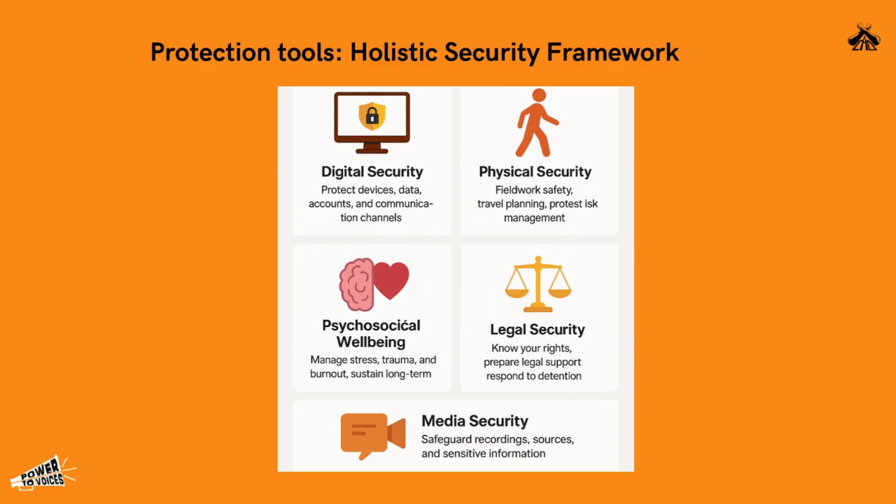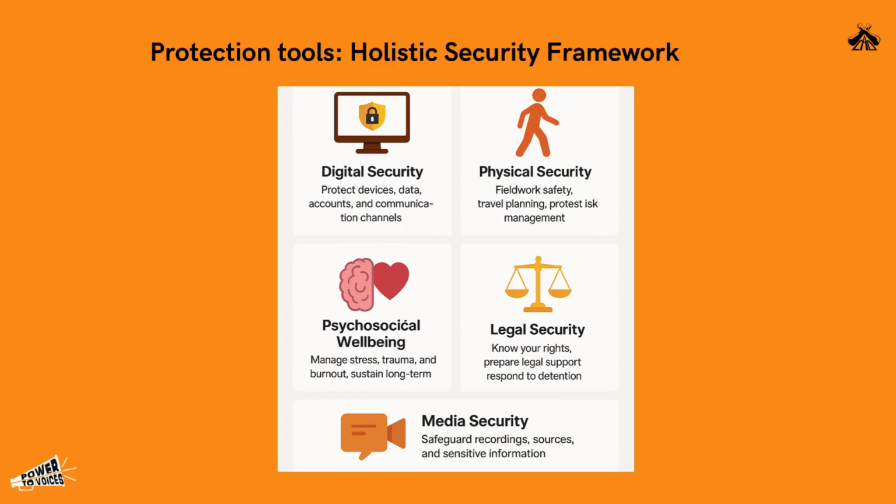Next, we move to what we term political and legal security. This is about understanding the environment we are operating in, the laws and policies that might protect us or put us at risk. For instance, knowing our rights during a protest, having access to legal counsel, and paying attention to changing political climates all fall within this part.